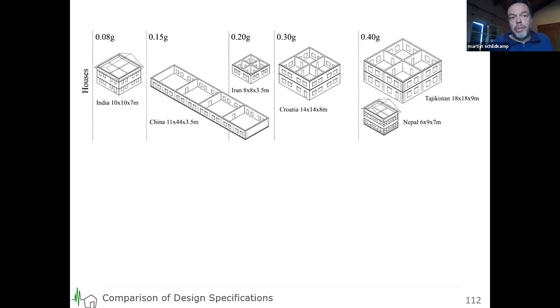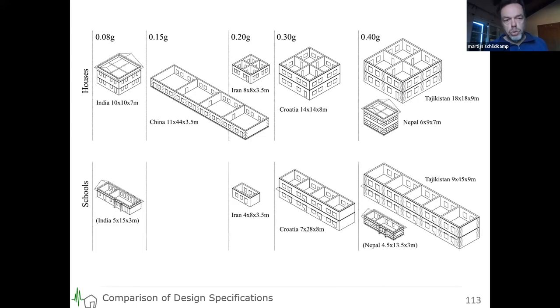For example, in India, houses of two stories are allowed only up to 0.08 g, which is a very minor, low seismic risk. If we compare this with Nepal, where the same two-story house with slightly different dimensions is allowed up to 0.40 g, which is a very high seismic risk. Again, I show you here the difference between those few countries. The differences are enormous. And if we look at schools, I put India and Nepal between brackets because it's not even clear if it is allowed or not. If you read the codes to the letter, schools are not allowed in India and Nepal. But at the same time, the government in Nepal after the earthquake was promoting certain designs in stone masonry.